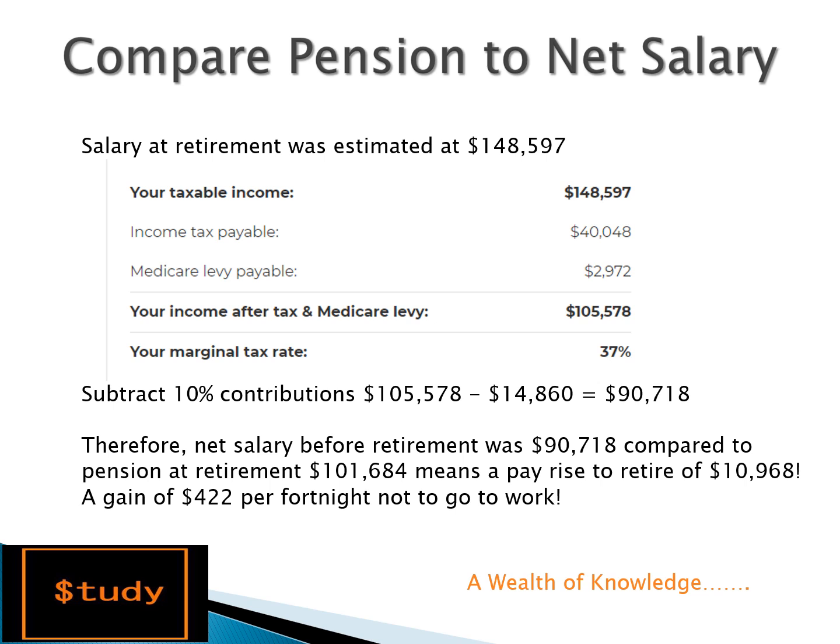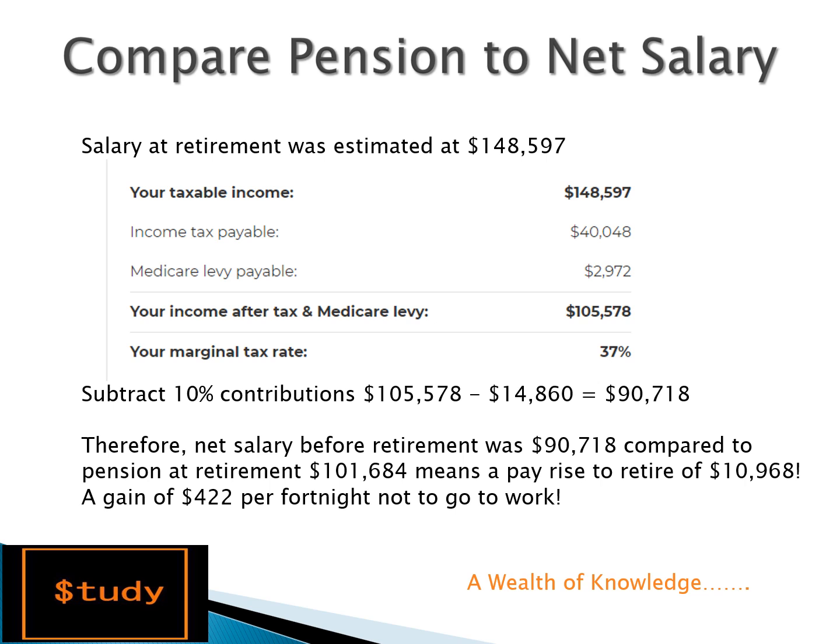So if this person was earning $148,500 or so in those last few years before retirement, they would be paying normal tax on it at that marginal rate. And because their gross is higher, they'd be into the 37 cents in the dollar tax bracket. But you can see there their income tax payable was 40 odd, their Medicare was nearly 3, and therefore after tax and Medicare they're really only netting 105.